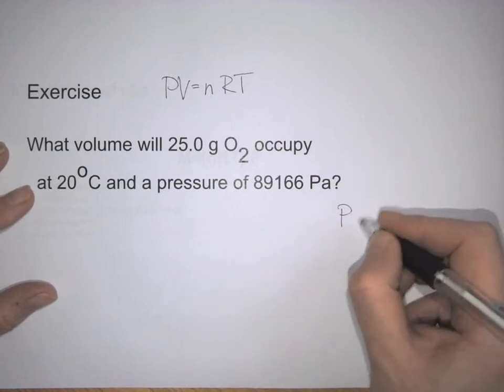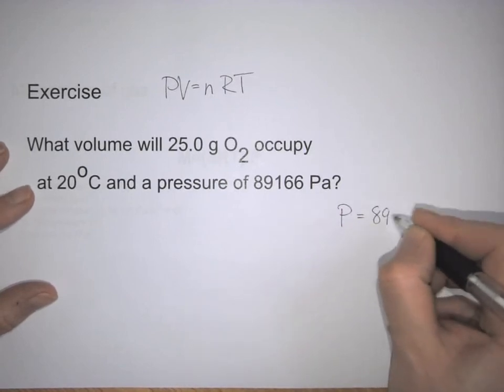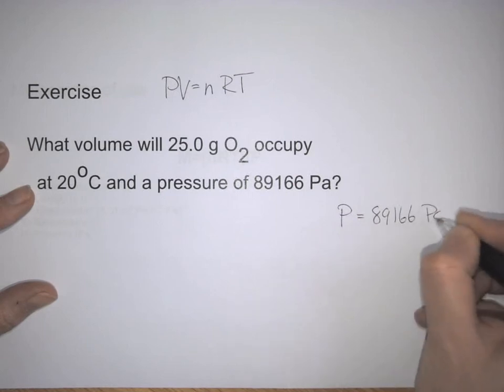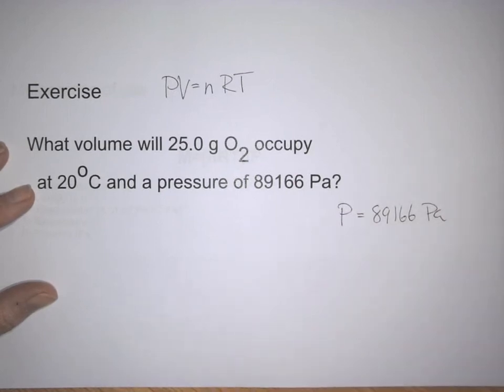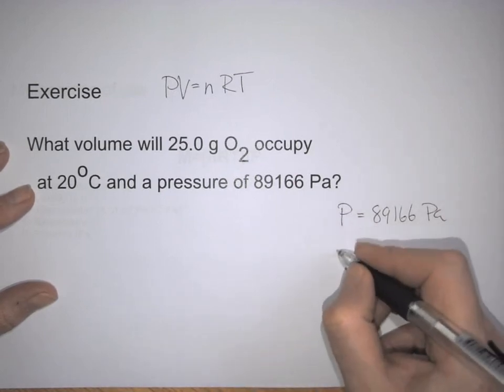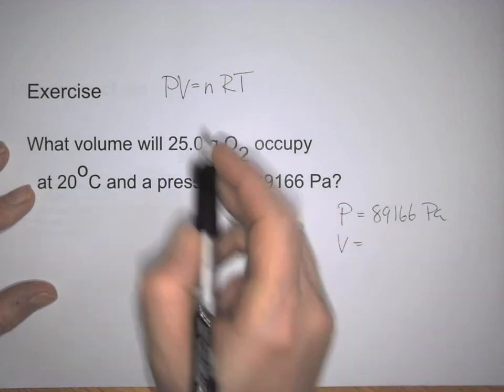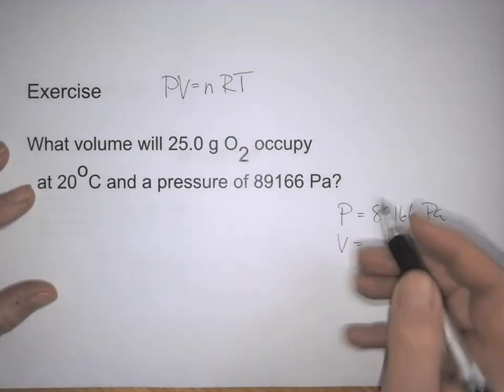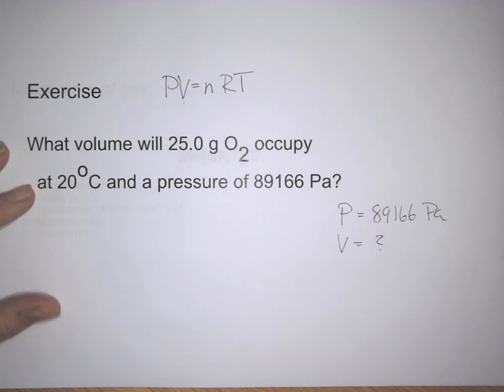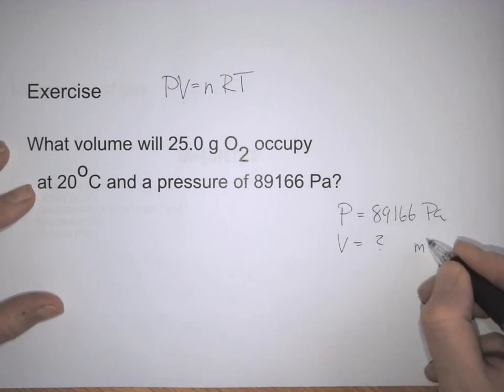So the pressure is 89,166 Pascal. The volume, the next part here, is what we want to know. We don't know it, but we know that the answer has to be in cubic meter.